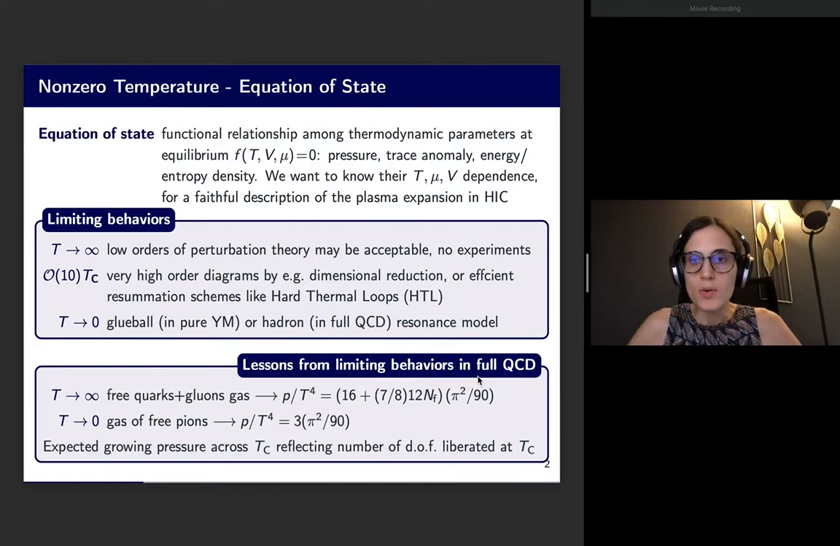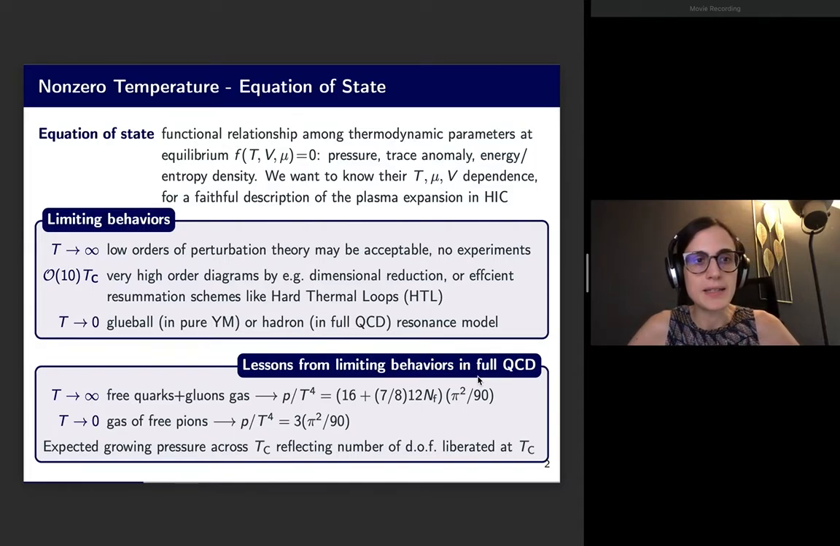What we want to know is basically the dependence of these quantities on the thermodynamic variables, because we need that for a faithful description of, for example, the expansion of the plasma in heavy ion collision experiments or in cosmology about the evolution of the early universe. As usual, we want to think about the limiting behaviors first, where we can learn something from, for example, perturbation theory or effective low energy models.